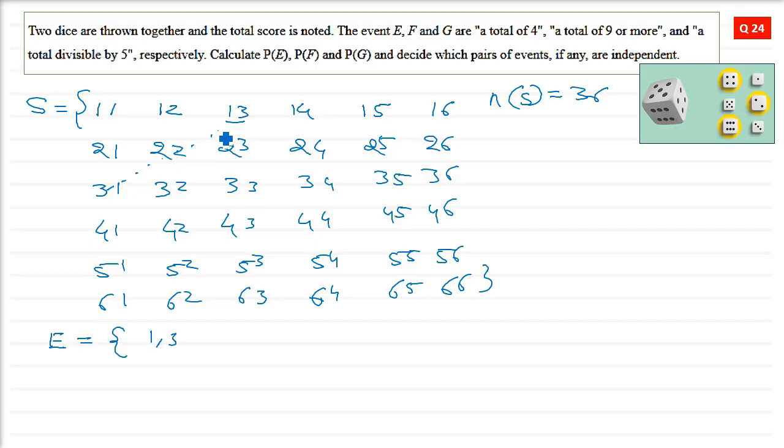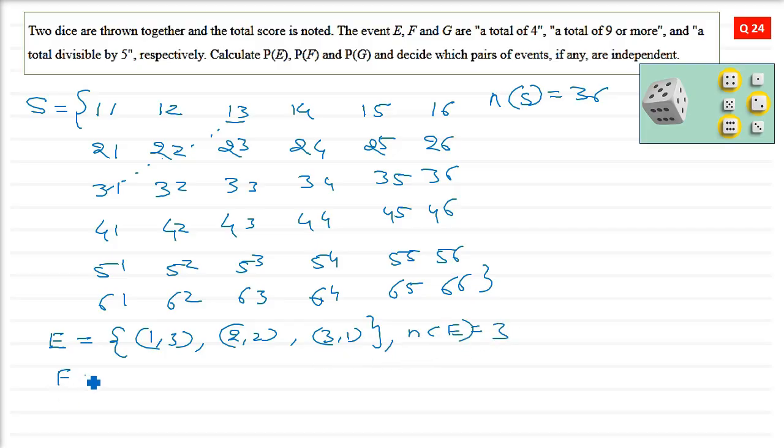So just follow this diagonal or this line. All these values in this line are going to be summing up to 4. 1 3 4, 2 2 4, 3 1 4. So number of elements in E is equal to 3.